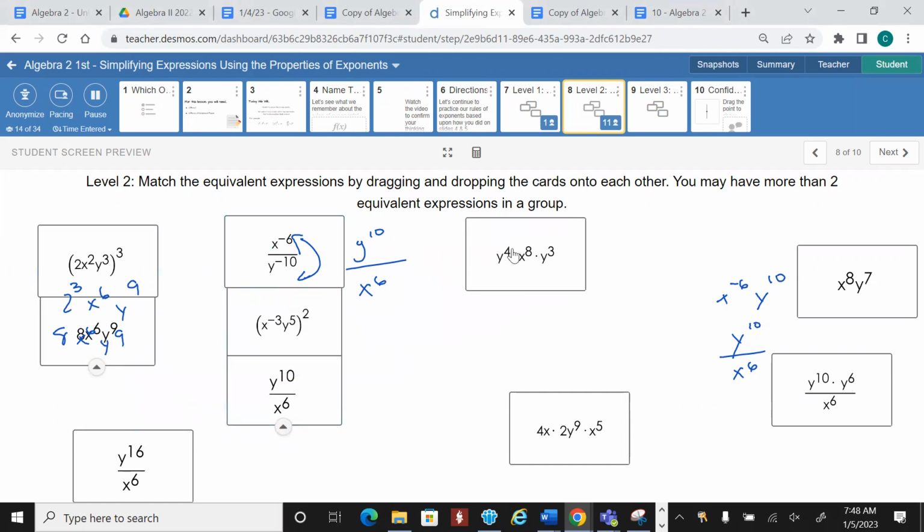On this one right here, we've got y to the 4th times x to the 8th times y to the 3rd. Remember, we can only combine like bases. We're going to add those exponents. So we're going to get y to the 7th, x to the 8th, which is right here.